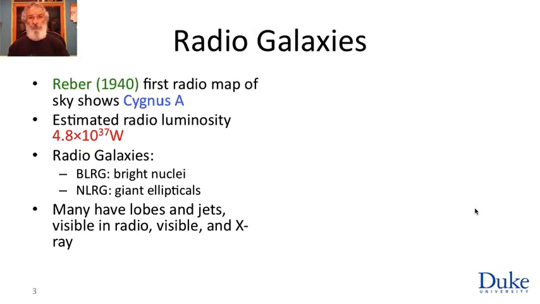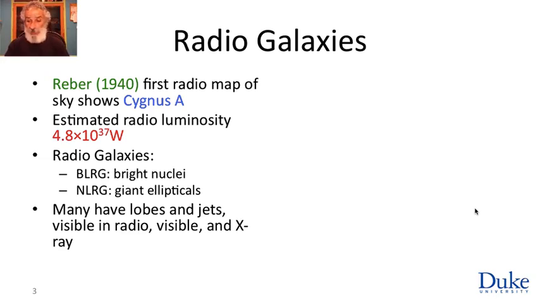The next collection of examples are called radio galaxies. These were first discovered at the dawn of radio astronomy. The first map of the sky was produced by the amateur Grote Reber. I encourage you to read his story. It's kind of inspirational. He found, among the 3 or 4 brightest radio sources in the sky, what turned out to be an extragalactic source in the constellation Cygnus. It was called Cygnus A.